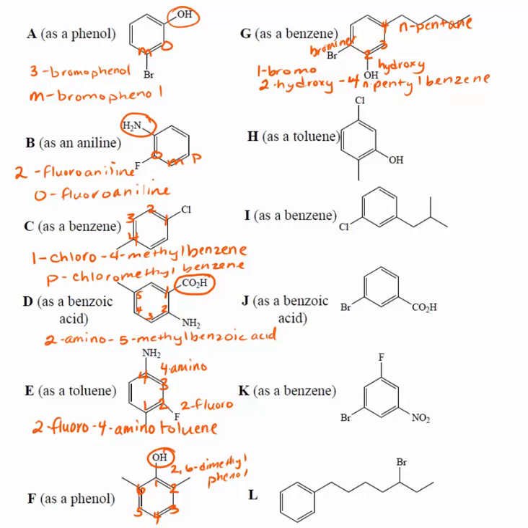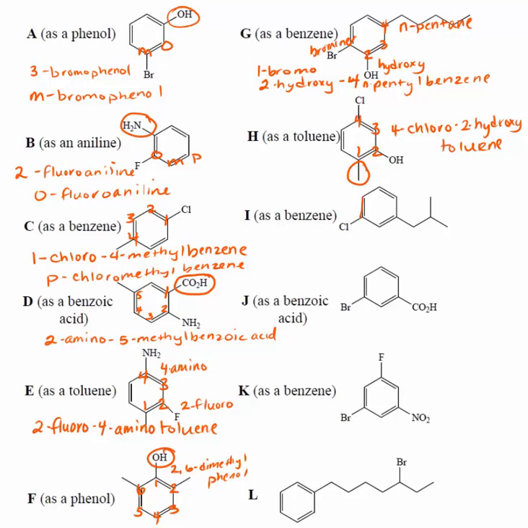H, if we're going to name H as toluene, that takes care of this substituent that makes this carbon 1. Here's 2, 3, and 4. So we have 4 chloro, 2 hydroxy, toluene.